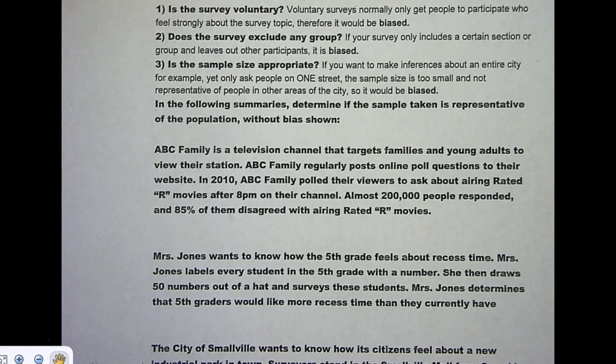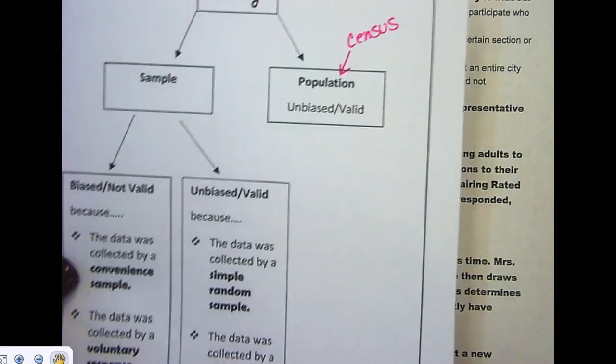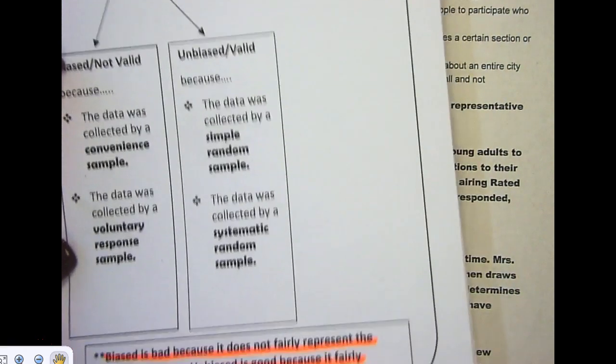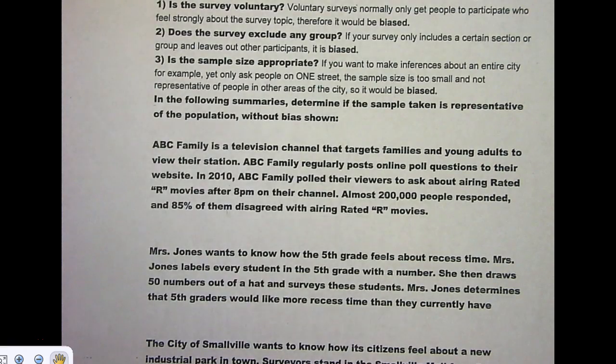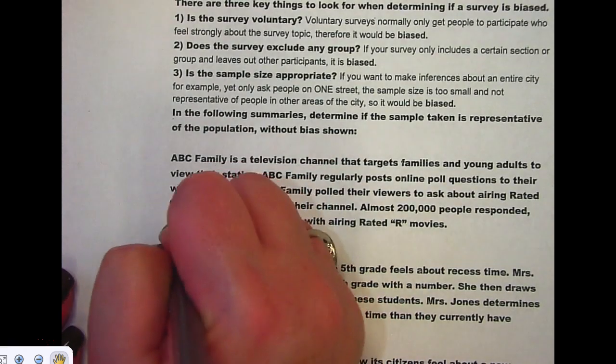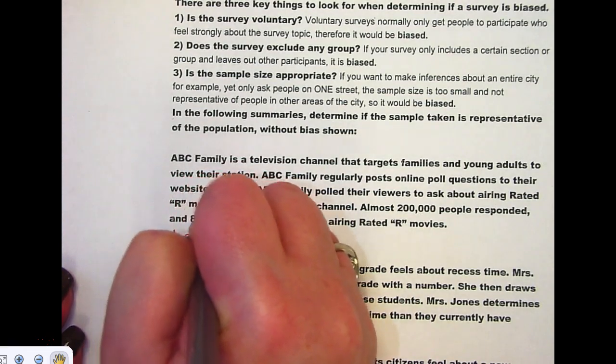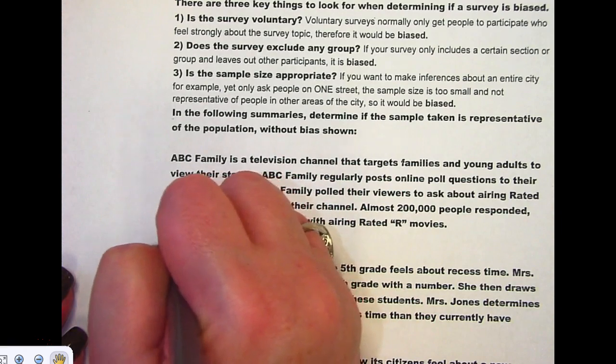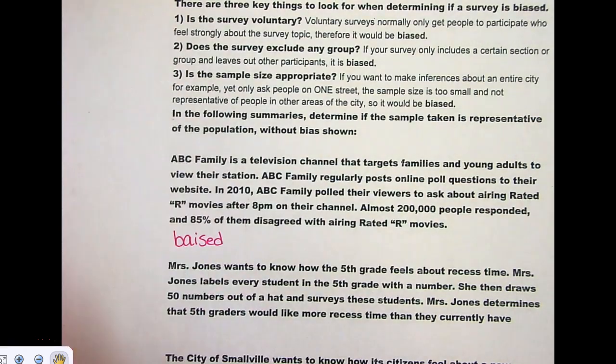Anna? Biased. So I can look and think, was it a convenient sample or a voluntary response sample? Voluntary response. So it's biased because it was a voluntary response. Oh, I spelled that wrong. Hold on.